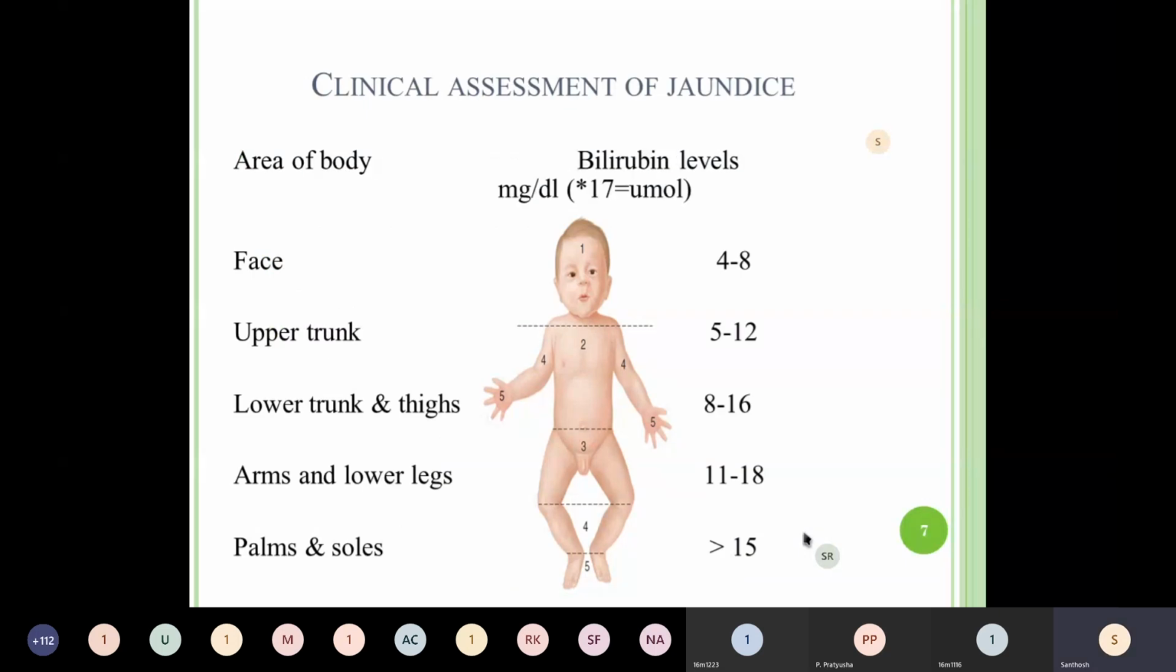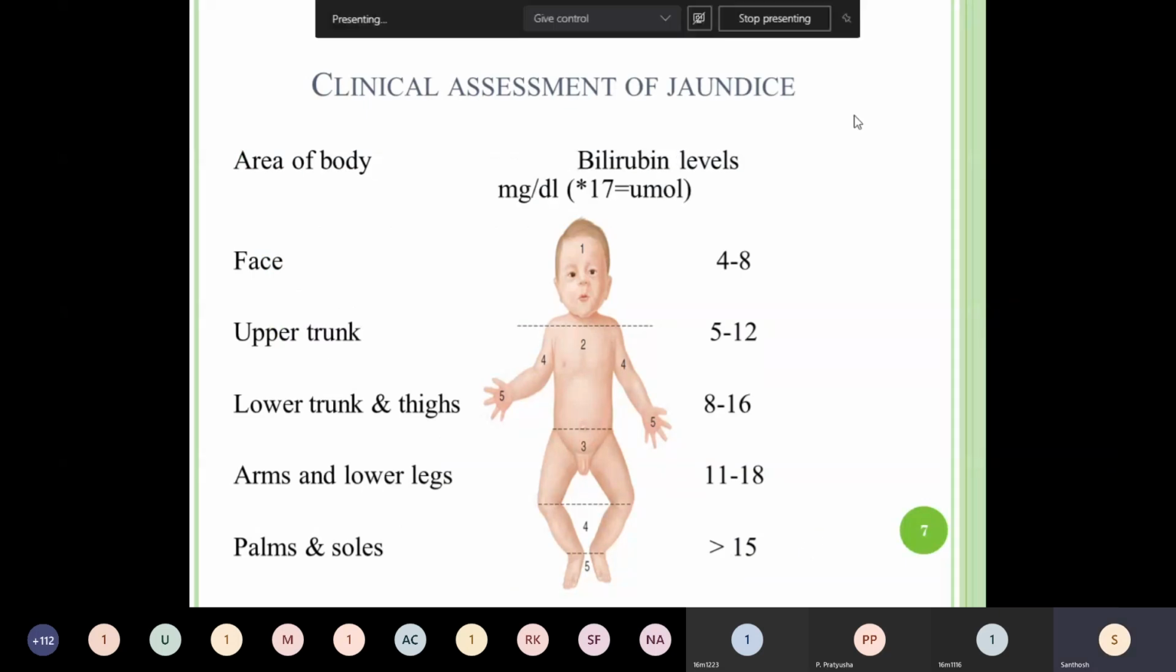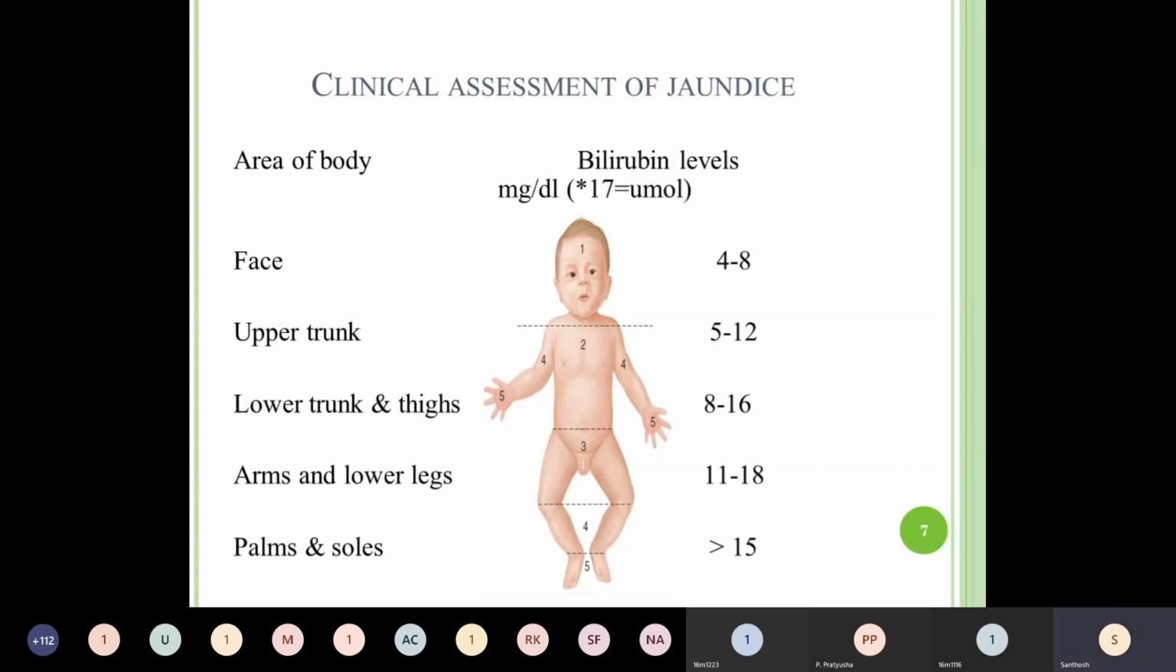So how do you assess jaundice in the newborn period? Before that, why is jaundice more common in the newborn period? Why did I tell you 60% of the term babies and 80% of the preterm babies will be having jaundice? So what is the reason for this hyperbilirubinemia in the newborn period?